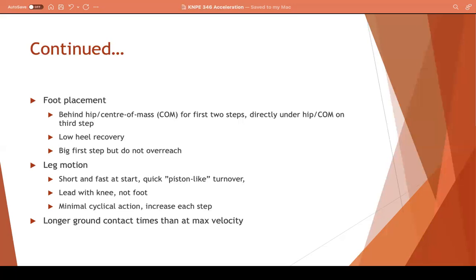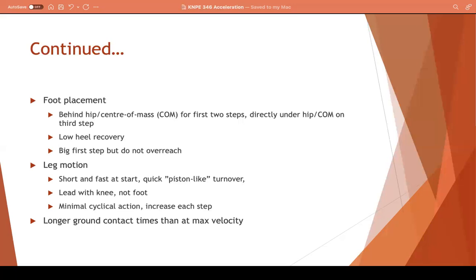Keeping the heel close to the track surface enables a lot of power to be put into the track surface in the horizontal direction. The leg motion should be quick at the start, switching rapidly in a piston-like fashion. It is important to lead with the knee, driving the knee forward to project the hips and body forward. This will also help prevent overstriding.